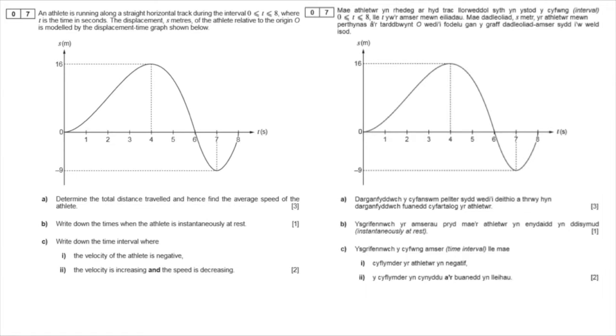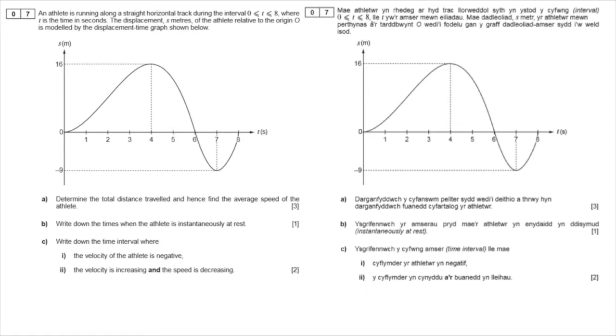Firstly, we should realise that this graph is a displacement time graph for an athlete who is running along a horizontal straight track. The time interval is 8 seconds and the graph indicates the displacement S meters of the athlete relative to an origin O.